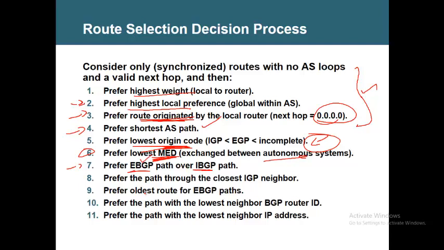What is preferred? EBGP is preferred over IBGP. If one path is via IBGP and another is via EBGP, which one does it prefer? EBGP. What if both are IBGP? If both are IBGP, which IBGP neighbor is closest? How does it know? It checks the routing table.